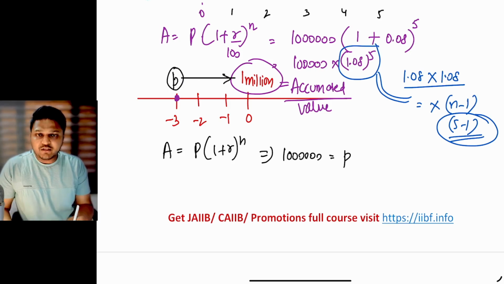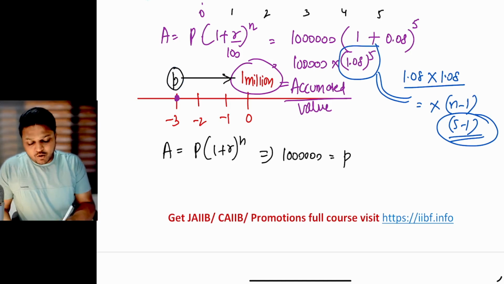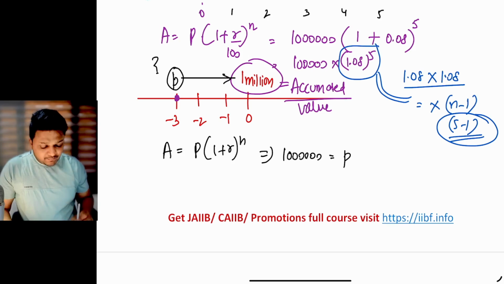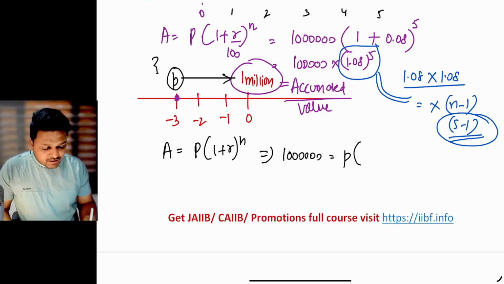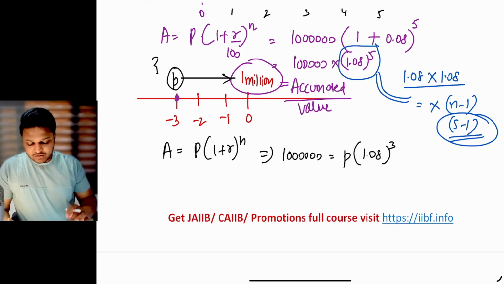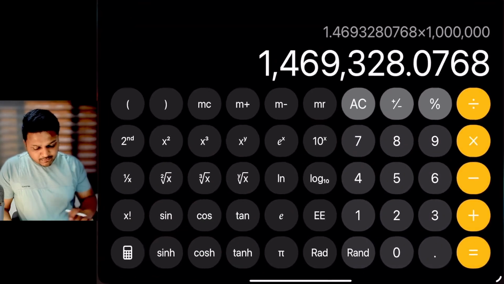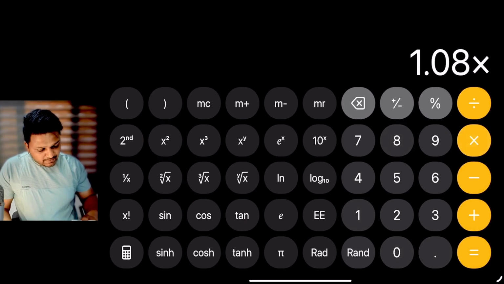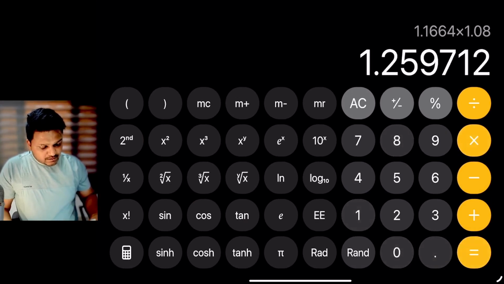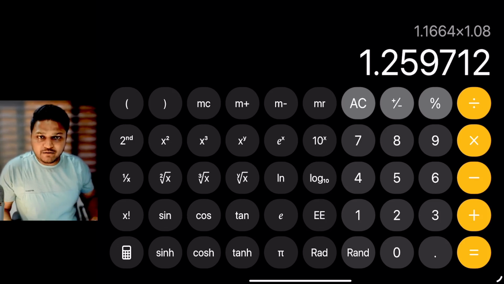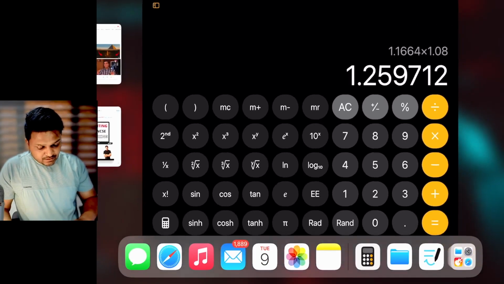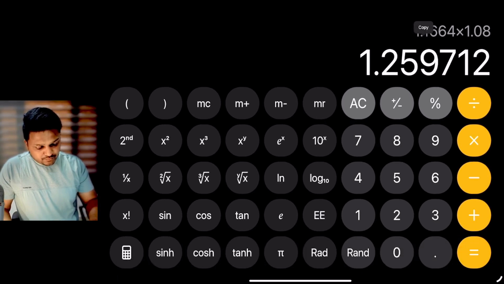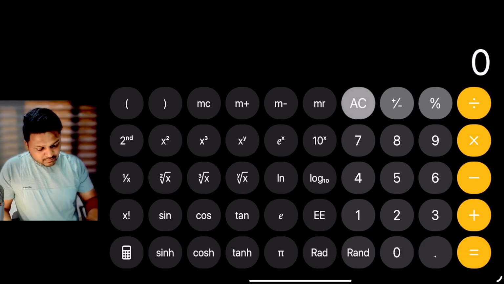We are saying that after 3 years, the value would be equal to 1 million. But we want to calculate the value of P over here, right? So it is equal to P, and the rate is the same, so 1.08 raised to power 3. Again, we have to use a simple calculator. So 1.08 multiplied by 1.08, pressing it 2 times. So 1.259712, right?